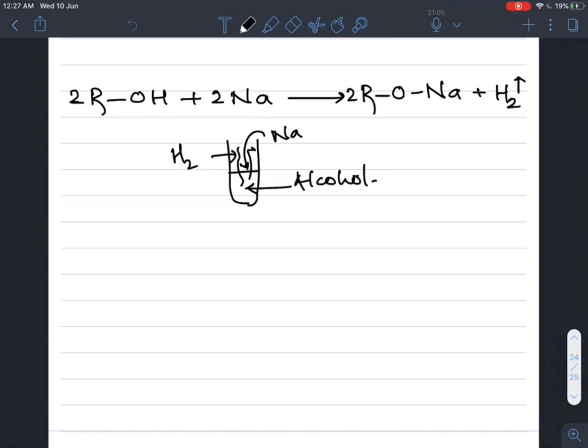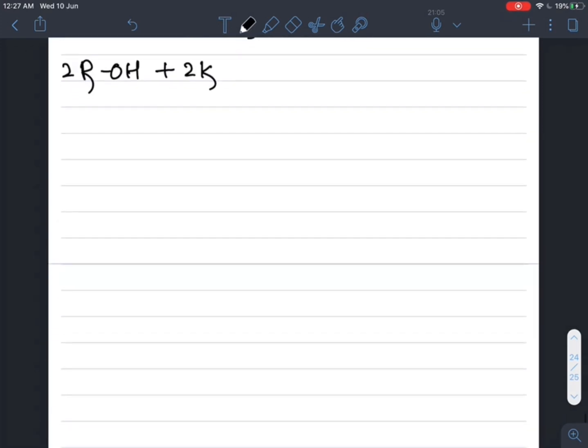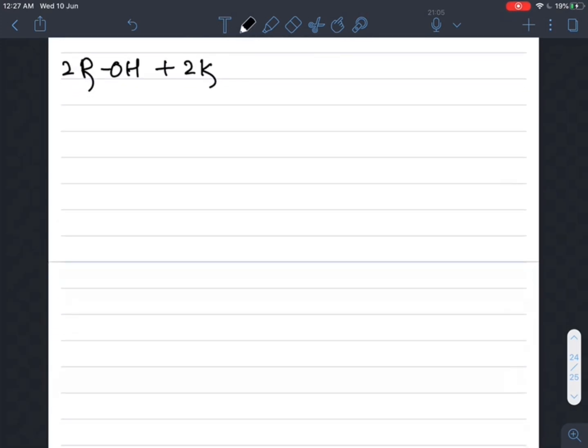The next reaction is when alcohols are treated with a highly reactive metal, that is potassium. To balance this reaction, we take 2 molecules of alcohol with 2 molecules of potassium, highly reactive metals, and that's why we get RO, the alkoxide group, and hydrogen is replaced by K with the liberation of hydrogen gas. So these tests are used for the detection of alcohols.